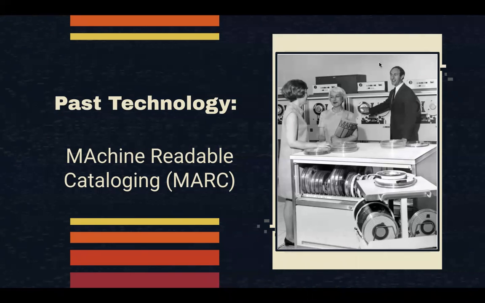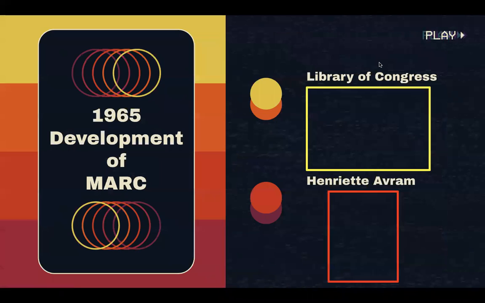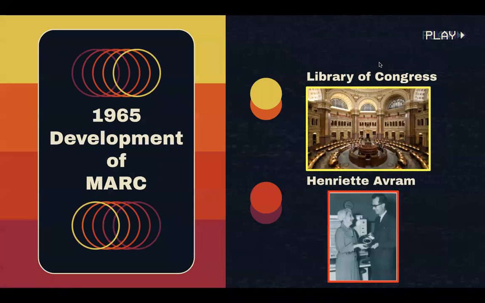So Henriette Avram, shown in the picture at the bottom of this next slide, was tasked with the creation of the MARC format for the Library of Congress, which she was successful in doing. Avram created a system using coded fixed fields and tag variable fields using numbers. And numbers is what was really important with what she did.